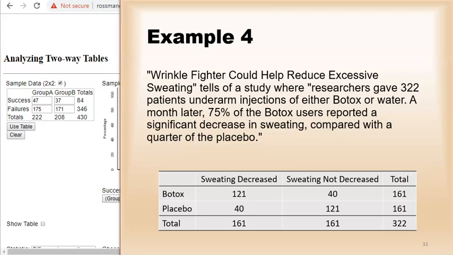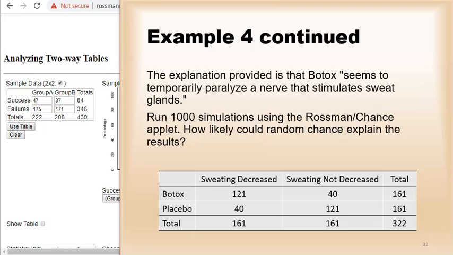All right, example 4. "Wrinkle fighter could help reduce excessive sweating" tells of a study where researchers gave 322 patients underarm injections of either Botox or water. A month later, 75% of the Botox users reported a significant decrease in sweating, compared with a quarter of the placebo. So the explanation provided is that Botox seems to temporarily paralyze the nerve that stimulates sweat glands.